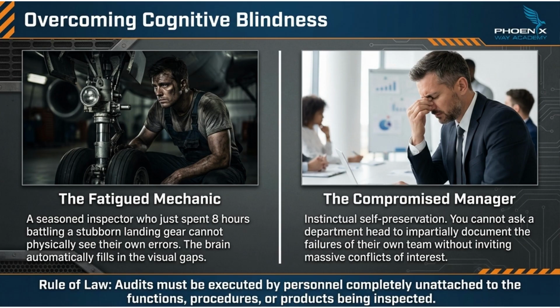I mean, it's about cognitive blindness. Oh, for sure. Like, if a seasoned inspector just spent 8 hours battling a really stubborn landing gear assembly, psychologically, they just cannot see their own errors. Their brain will literally fill in the gaps. Right, and there's also just that inherent instinct for self-preservation. I mean, you can't ask a department head to impartially document the failures of their own team without inviting a massive conflict of interest. Right, so absolute independence is the baseline.